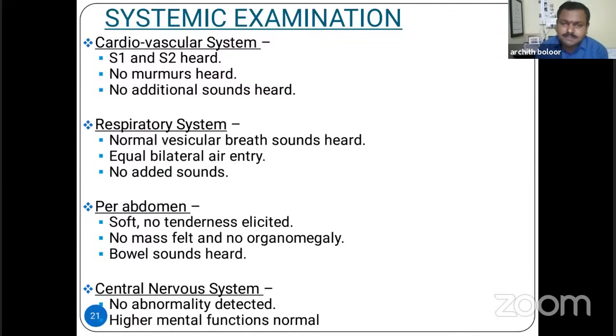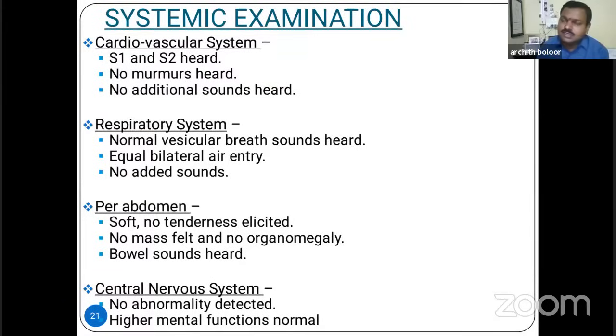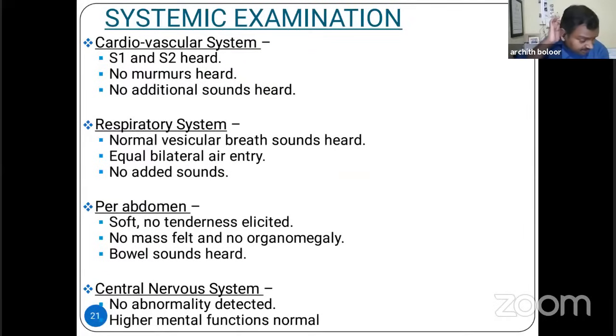There's something called a number connection test. That's the easiest one and supposedly the earliest one to get abnormal, also called the Reitan test or the number connection test, where you write some 25 numbers in random order and ask the patient to connect them in sequence. Normally, he should be able to do the connection within 30 seconds. If he is taking more than that, that's a very important sign.